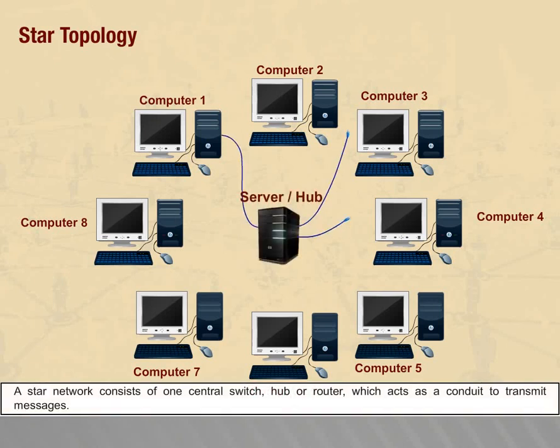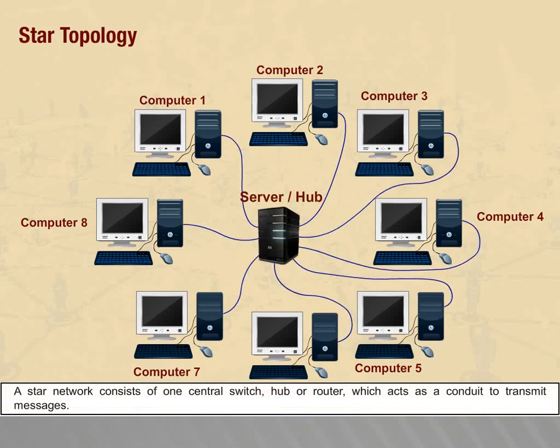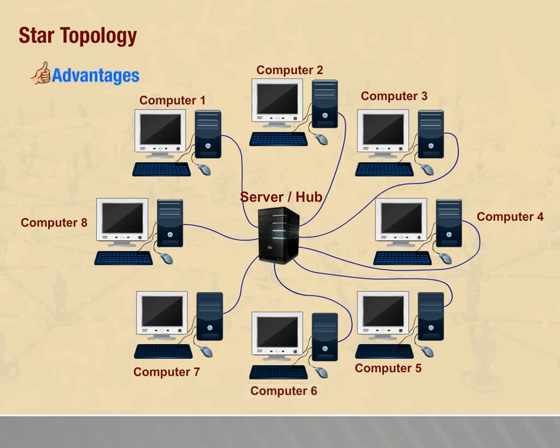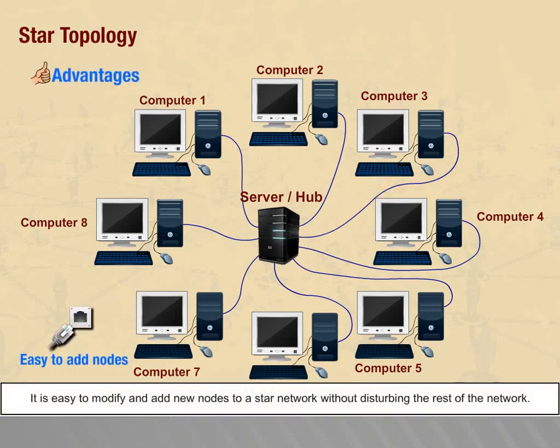A star network consists of one central switch, hub or router, which acts as a conduit to transmit messages. All peripheral nodes may thus communicate with all others by transmitting to and receiving from the central node only. Advantages: it is easy to modify and add new nodes to a star network without disturbing the rest of the network.